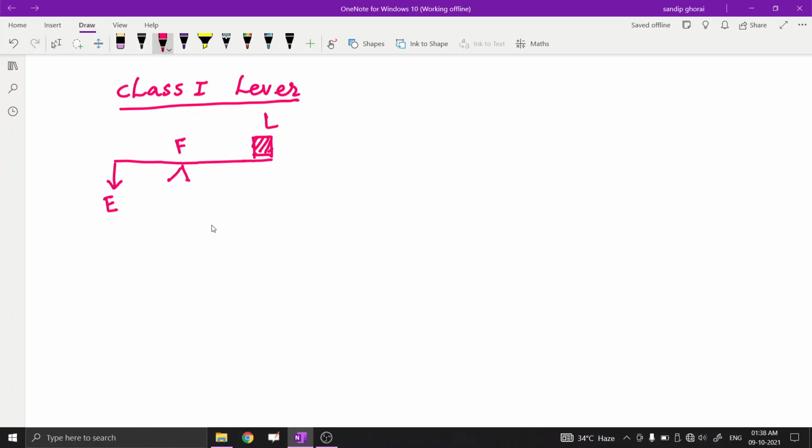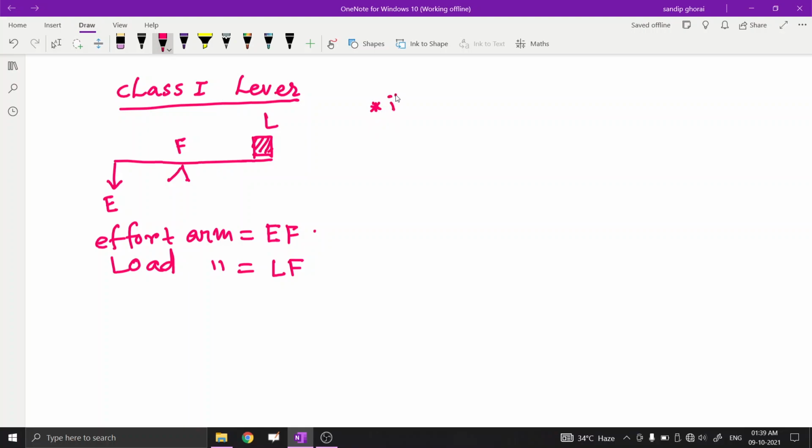Okay, so in this case effort arm is equal to EF, and load arm is equal to LF. Okay, so in this case if we have to find out the mechanical advantage of class 1 lever, then we have to depend on the distance of effort arm and load arm. Okay, here are the conditions.